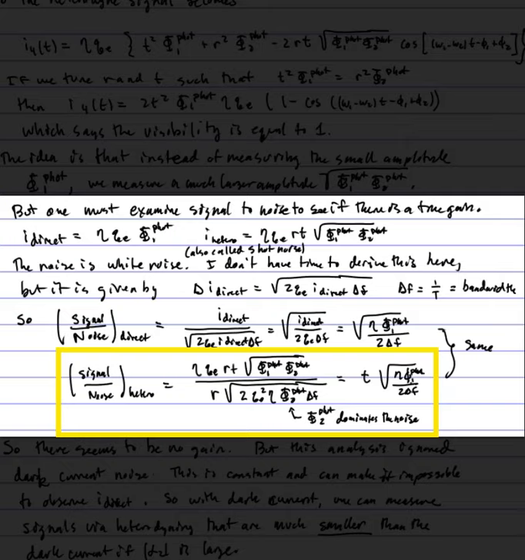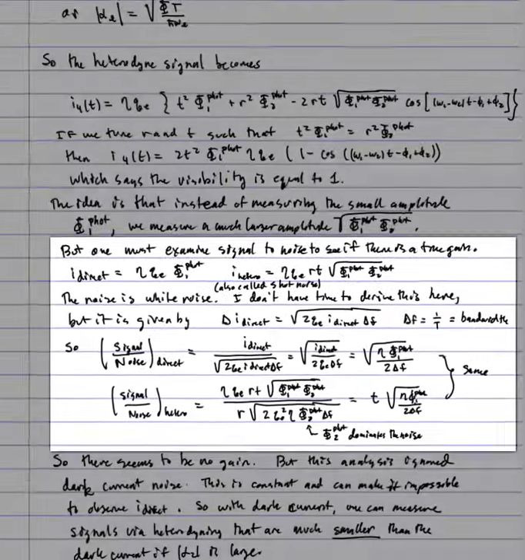And when I evaluate that, we get T multiplied by the square root of eta phi 1 phot over 2 delta F. And you see those are essentially the same. The only difference is this factor of T. So that seems like there's absolutely no gain to doing the heterodyne detection. But you have to be careful.